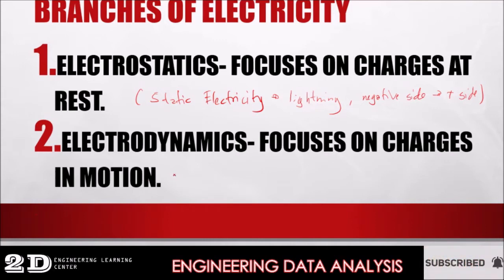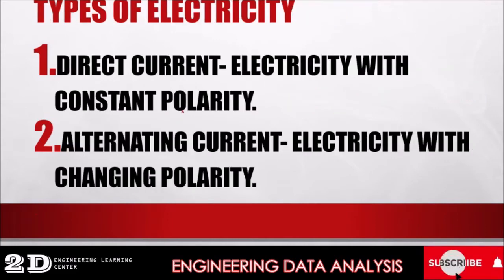Now when we go to electrodynamics, so yung electrodynamics is focuses on charges in motion. So dito na natin inaano kung ano yung pagkakaiba ng DC at AC na current. Then we have types of electricity. So we have DC current, so electricity with constant polarity. We have the other one, alternating current, electricity with changing polarity.